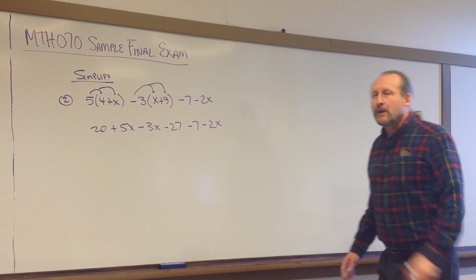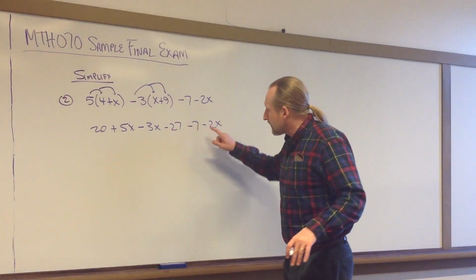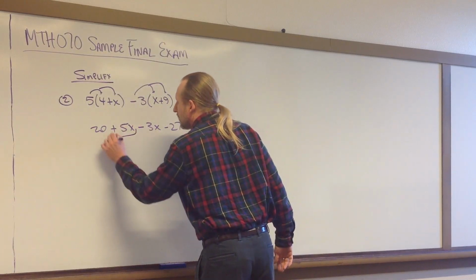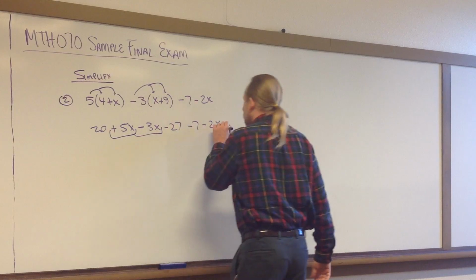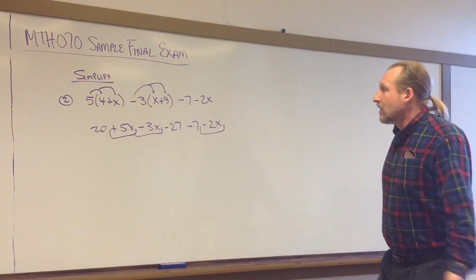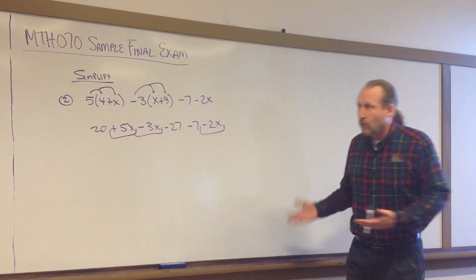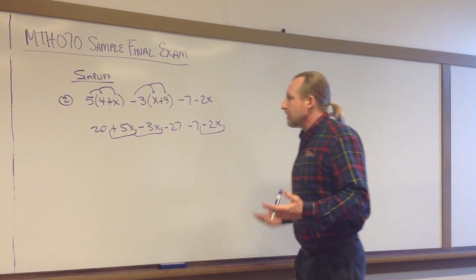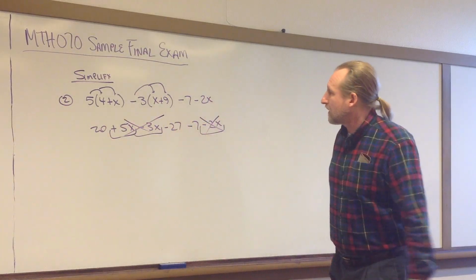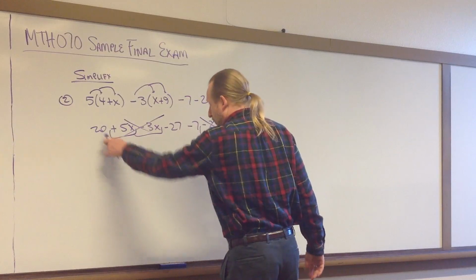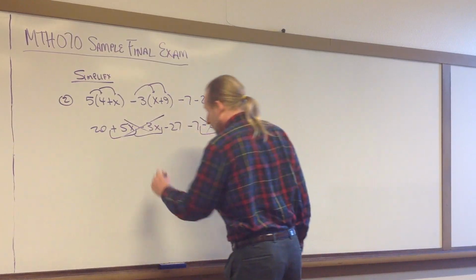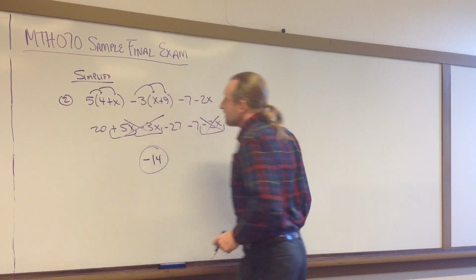Now we want to collect like terms. Remember, the sign for every term is in front of it. So, plus 5x minus 3x minus 2x makes 0 x's. You can write 0x if you want. I won't mark that wrong, but in most cases people just leave that out. Those all just cancel each other out. 20 minus 27 is negative 7, minus another 7, negative 14. And there we go.